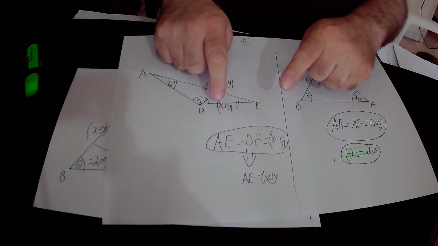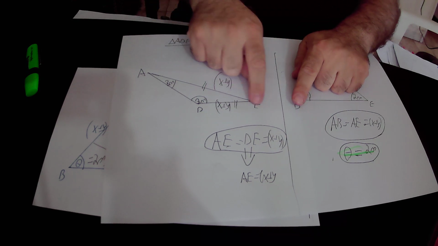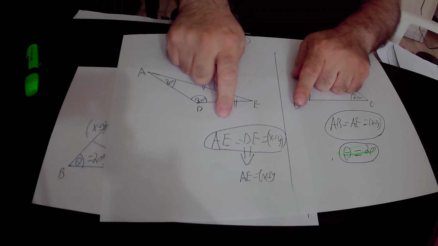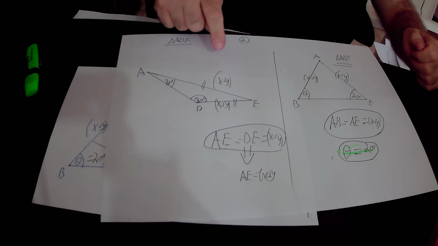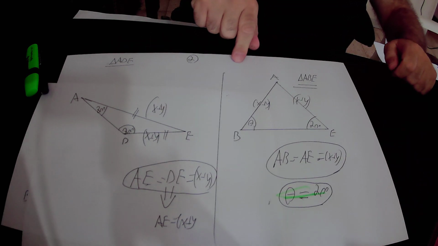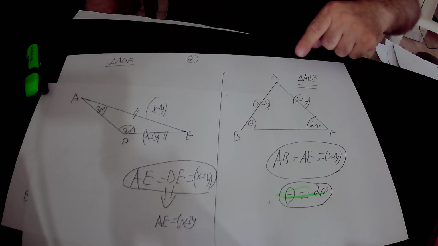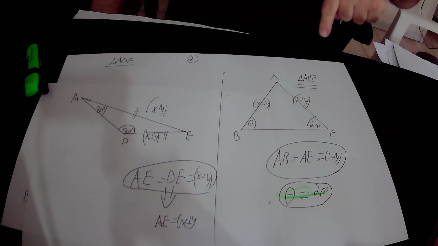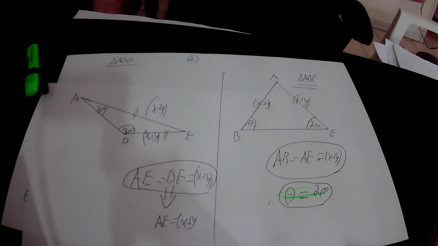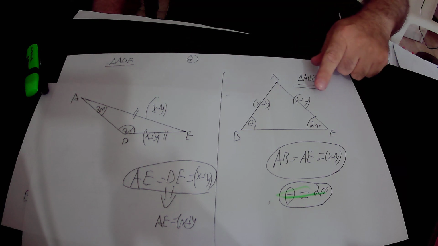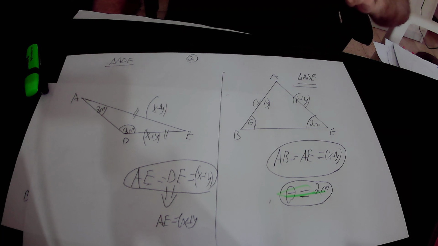That is to say, side AE equals side DE, but side DE equals x plus y. So from this equation, x plus y equals DE equals AE, we derive that side AE also equals x plus y. Then I copied triangle ABE onto this page and we analyze this triangle. Angle ABE equals x plus y according to what is given in the question. Side AE equals x plus y according to what we have already found just now.